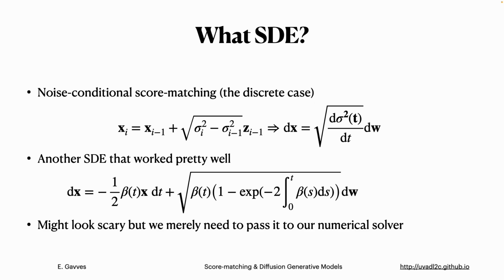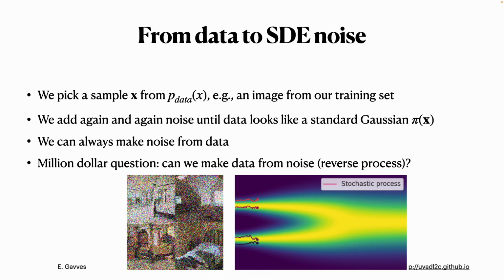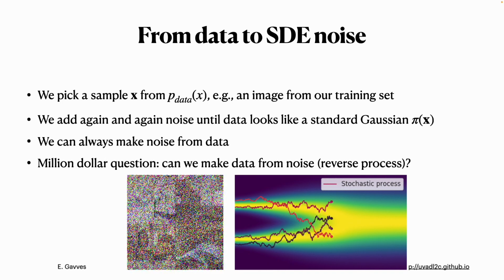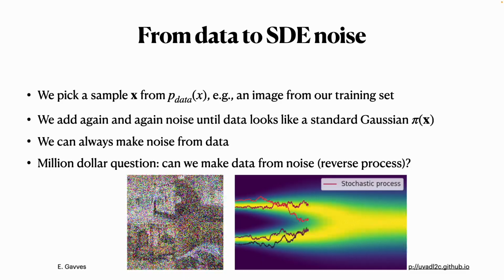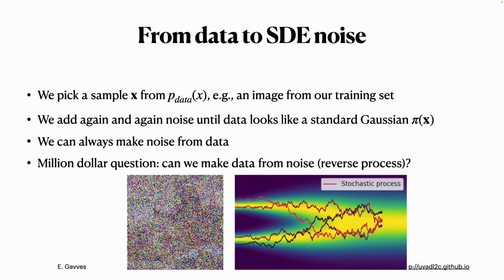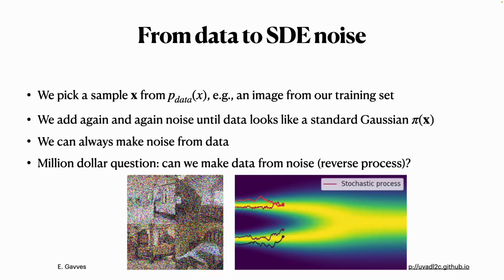So in the beginning, we start from x0, our data. We add one step of noise, and then again, and then again, and then again. We literally just add noise. There's no complexity there, until our images, or like my face, start looking like a pure Gaussian noise sample. So it's very easy to make noise from data.